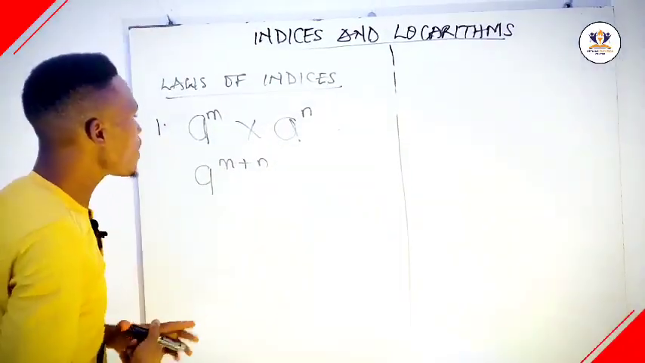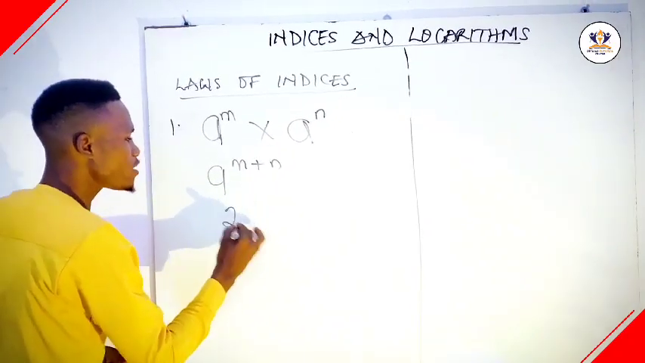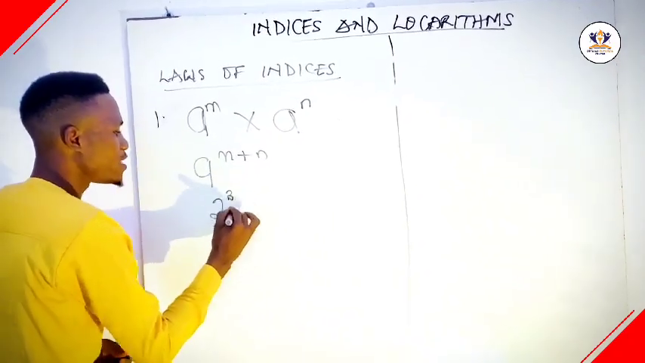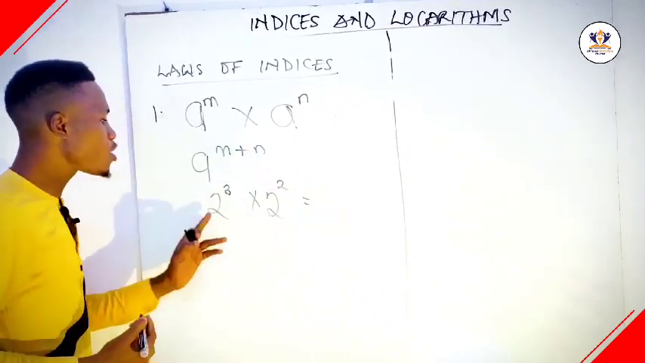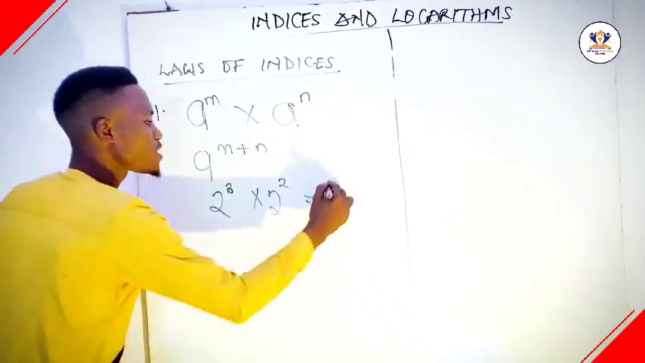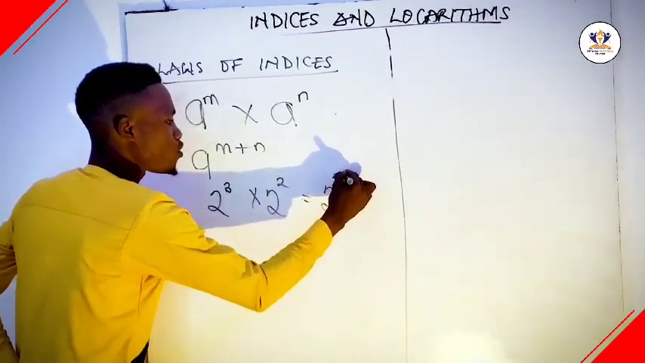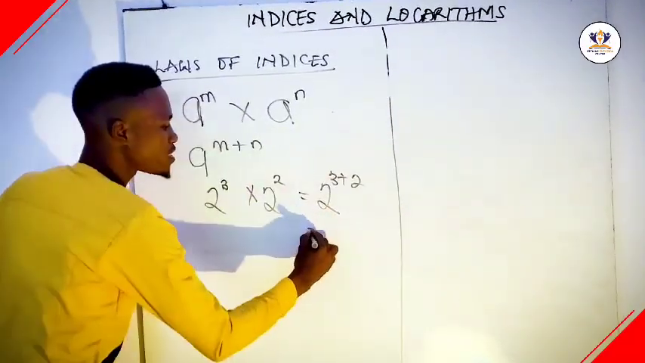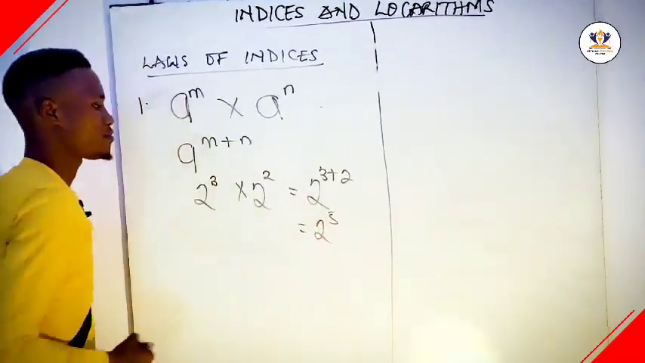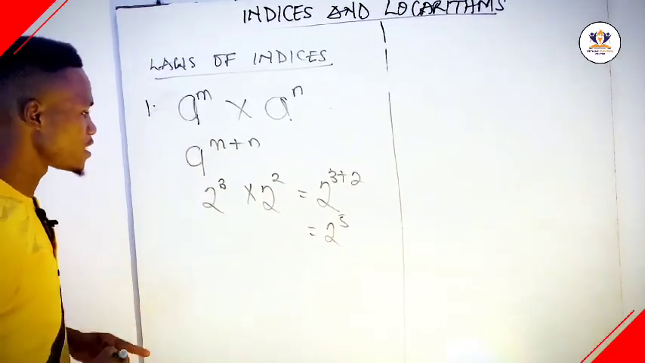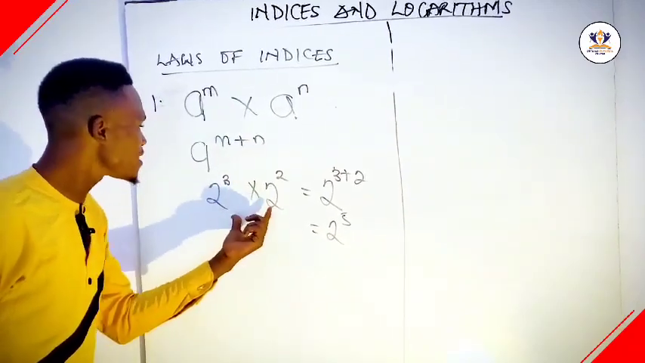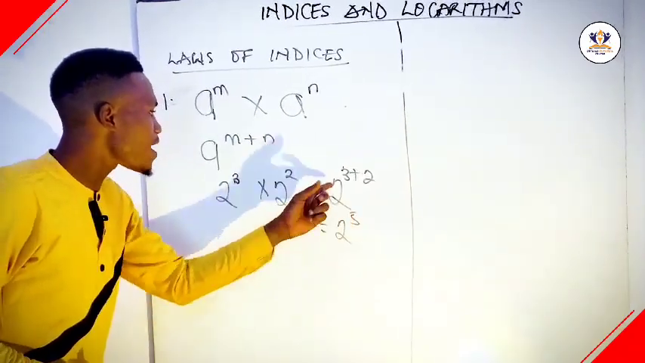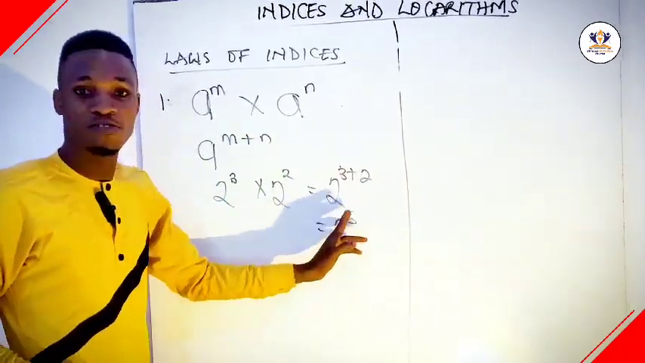That's it. So now you can have 2 raised to power 3 times 2 raised to power 2. Because they have the same base, you say 2 raised to power 3 plus 2, which is equal to 2 raised to power 5. That's it. So we have 2 raised to power 3 times 2 raised to power 2. That means you take 2 raised to power 3 plus 2, which is 2 raised to power 5.